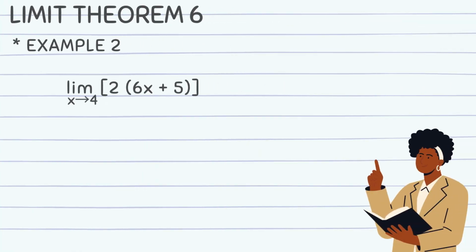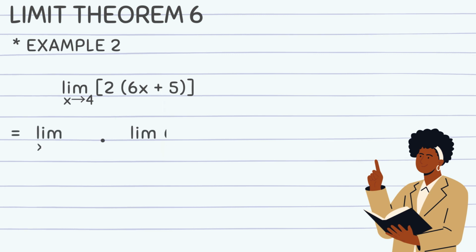Our second example is the limit of 2 multiplied by 6x plus 5 as x approaches 4. To answer this, we will just follow the steps we did in solving our example number 1. We will first identify our individual functions, so we have here 2 as our f of x, while 6x plus 5 as our g of x. Then, we will write 2 and 6x plus 5 as individual limits. So now we have the limit of 2 as x approaches 4 multiplied by the limit of 6x plus 5 as x approaches 4. We will now solve the individual limits.